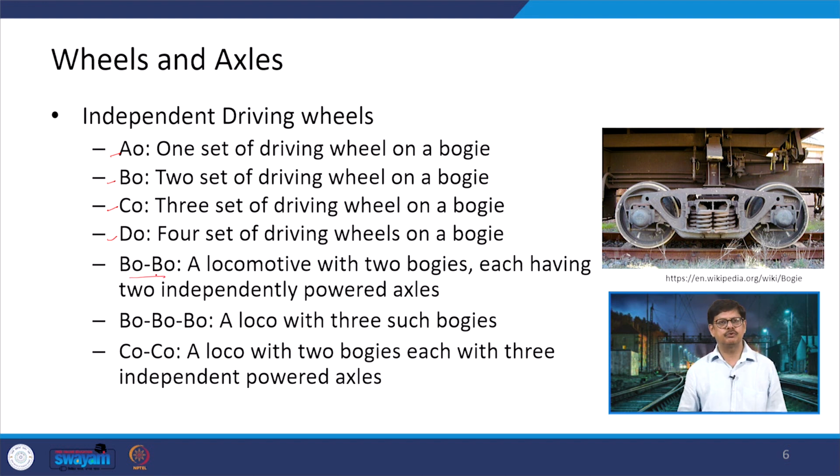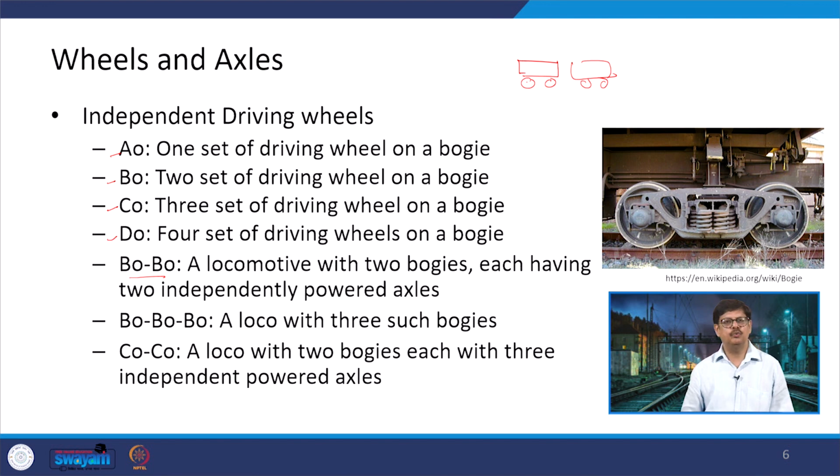Say we are talking about BO, BO. It means there is a locomotive with 2 bogies and each having 2 independently powered axles. B means 2 and O means independently conditioned. So, BO means there are 2 powered axles, but then there are 2 bogies because there is a dash in between. So, there is one bogie being provided here and there is another bogie being provided here. So, that is the way we are providing.